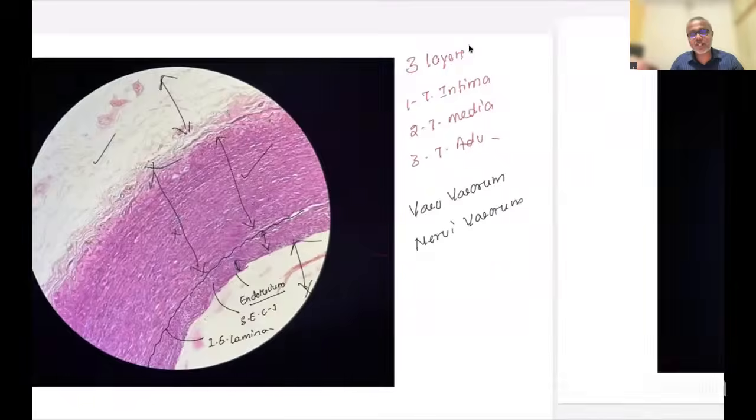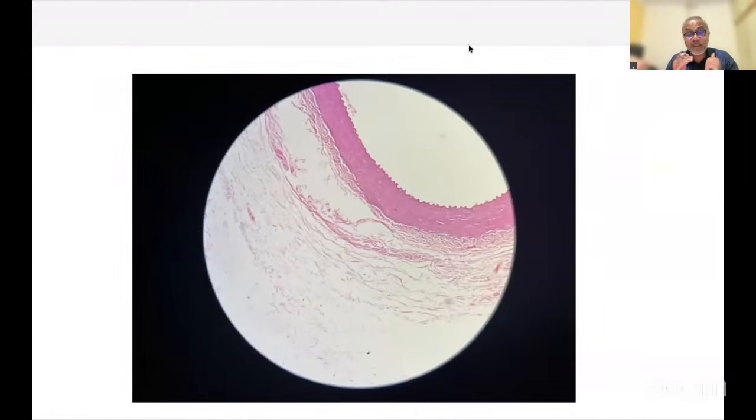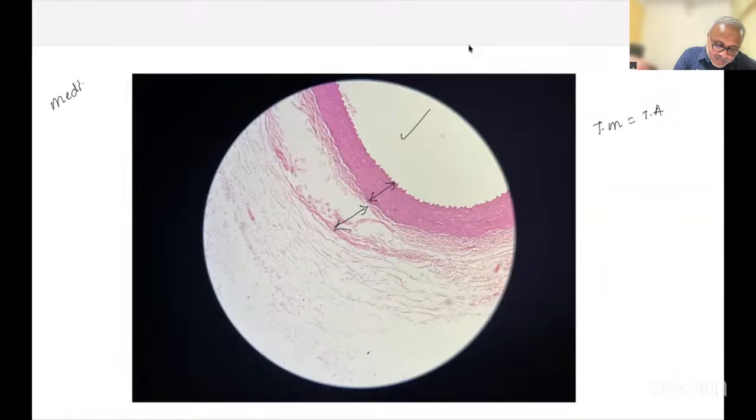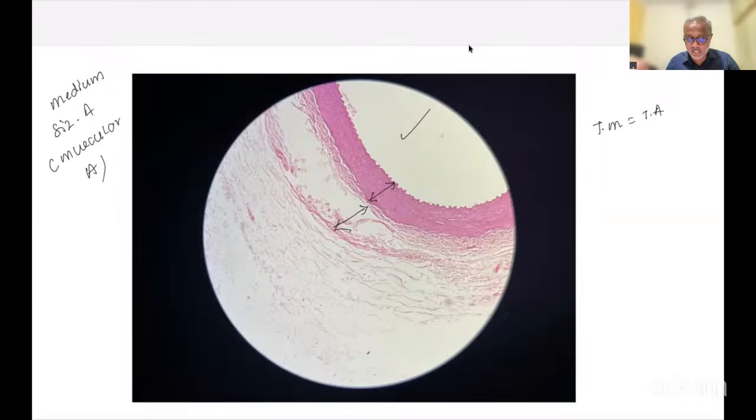Now let's compare this with the slide of the medium sized artery. Now a larger lumen can be seen. Now take a look at the tunica media and take a look at the tunica adventitia. So the tunica media is almost equal to tunica adventitia. Now what is this artery? This is the medium sized artery, also referred to as the muscular artery. Why do we call it a muscular artery? The tunica media is made up of smooth muscles and very few elastic lamellae.